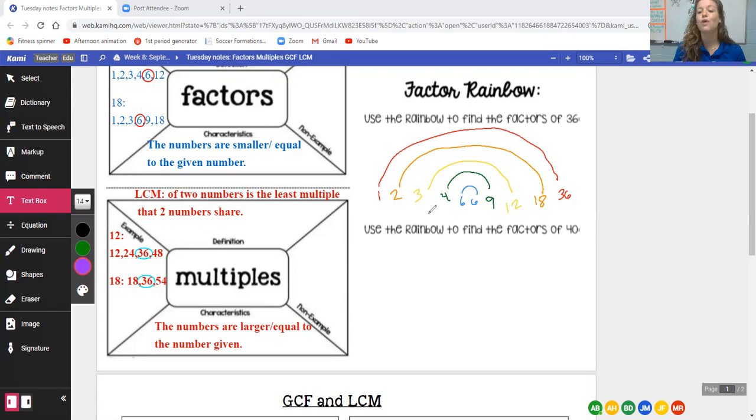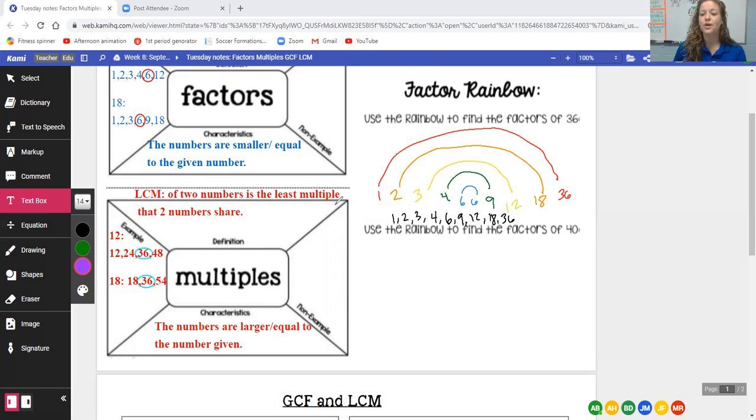Okay, so when we are writing those factors out, we want to start and put it in numerical order. So our factors would be 1, 2, 3, 4, 6, 9, 12, 18, and 36. As you can tell, I only put 6 in there once. Okay, you only need to count it 1 time. Are there any questions?